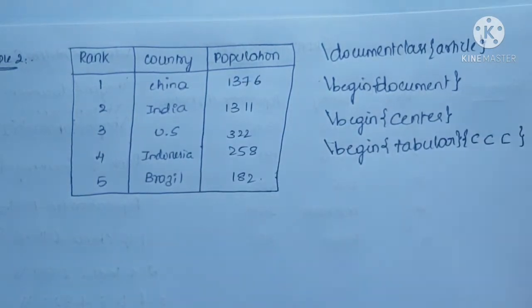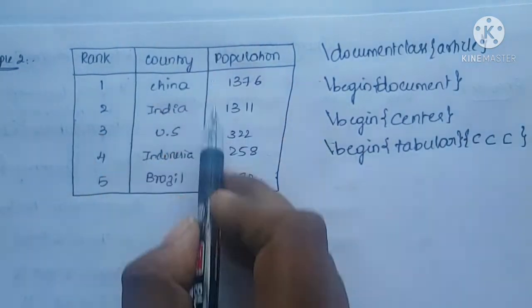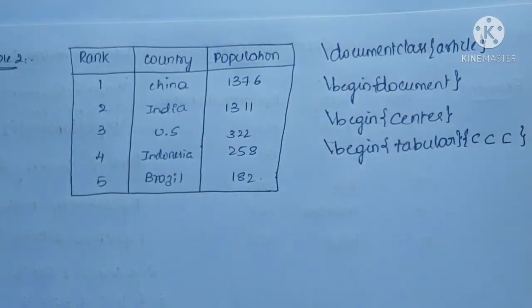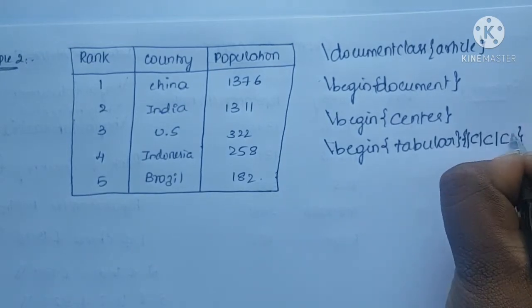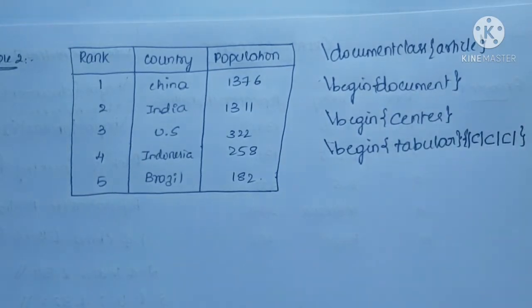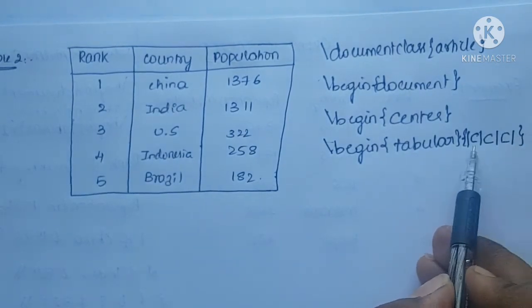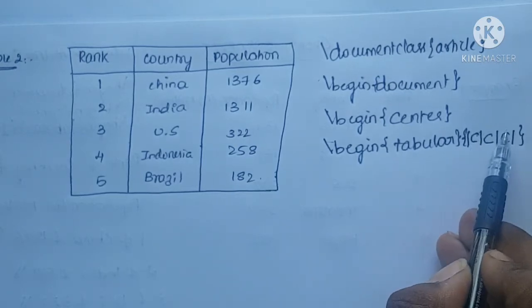So C. And if you observe, there are 1, 2, 3, 4 vertical lines. There are 4 vertical lines. You need to mention it here. This creates vertical lines between the columns. If you mention like this, it means it is going to create a line between the columns.